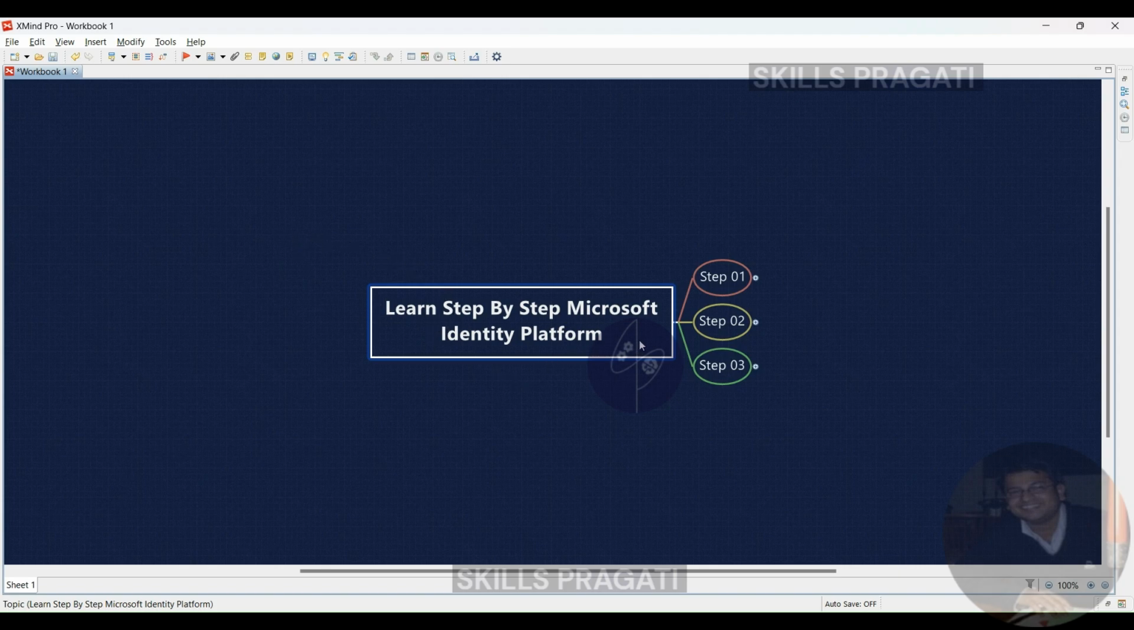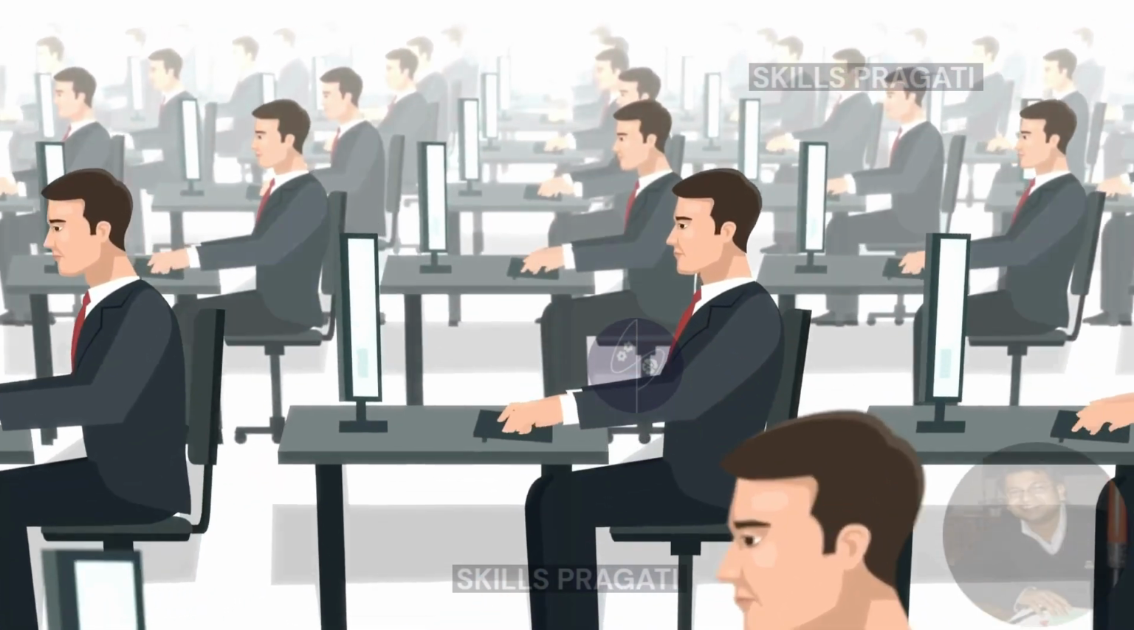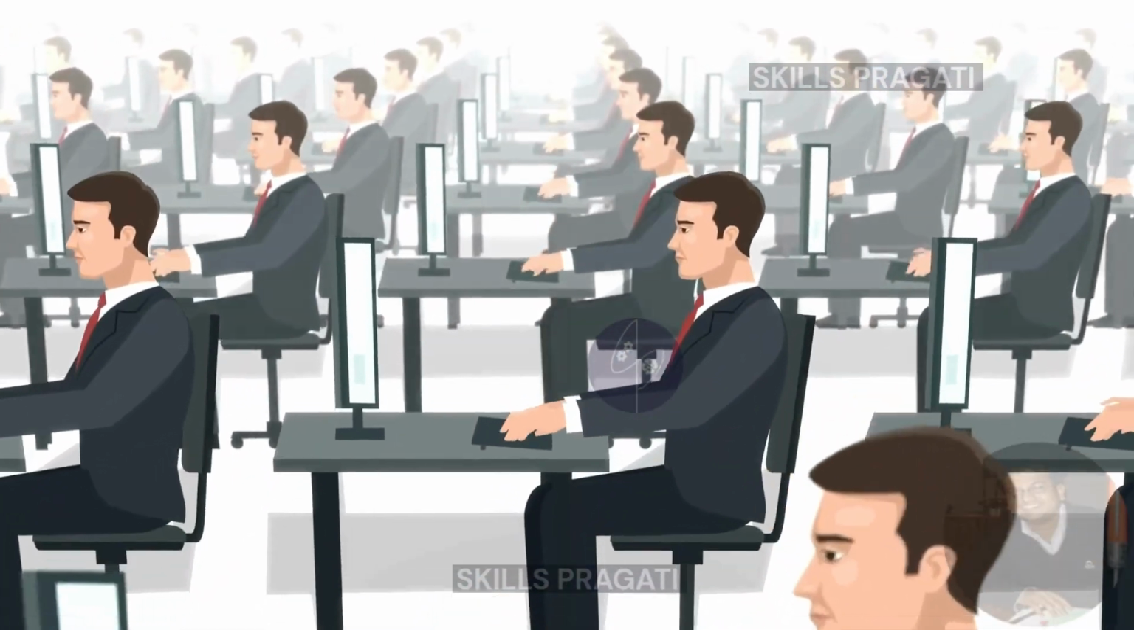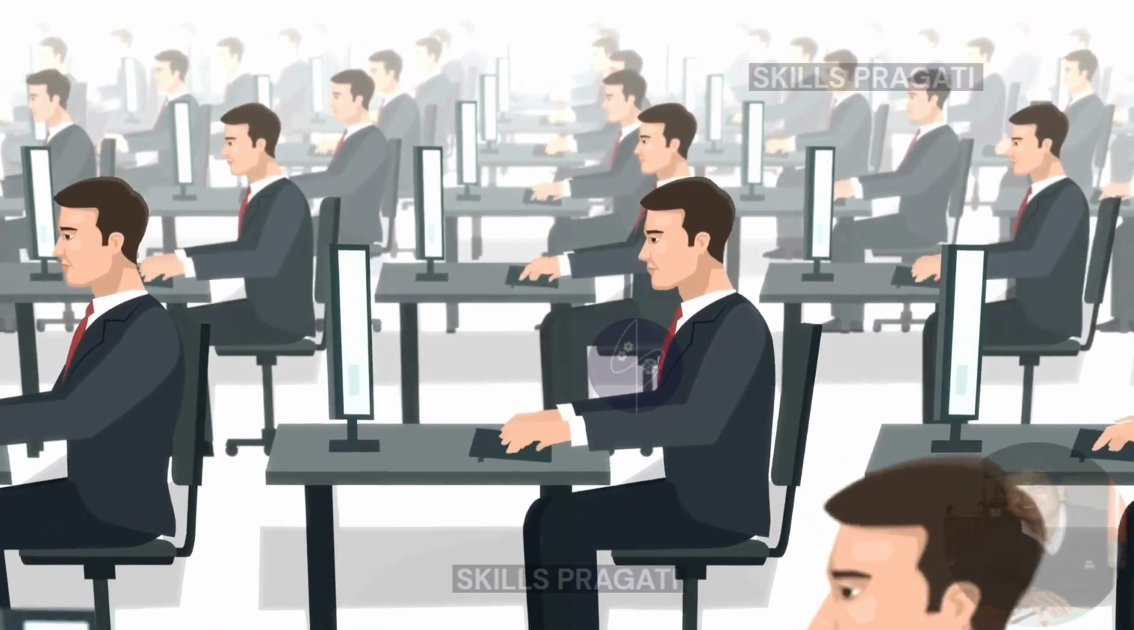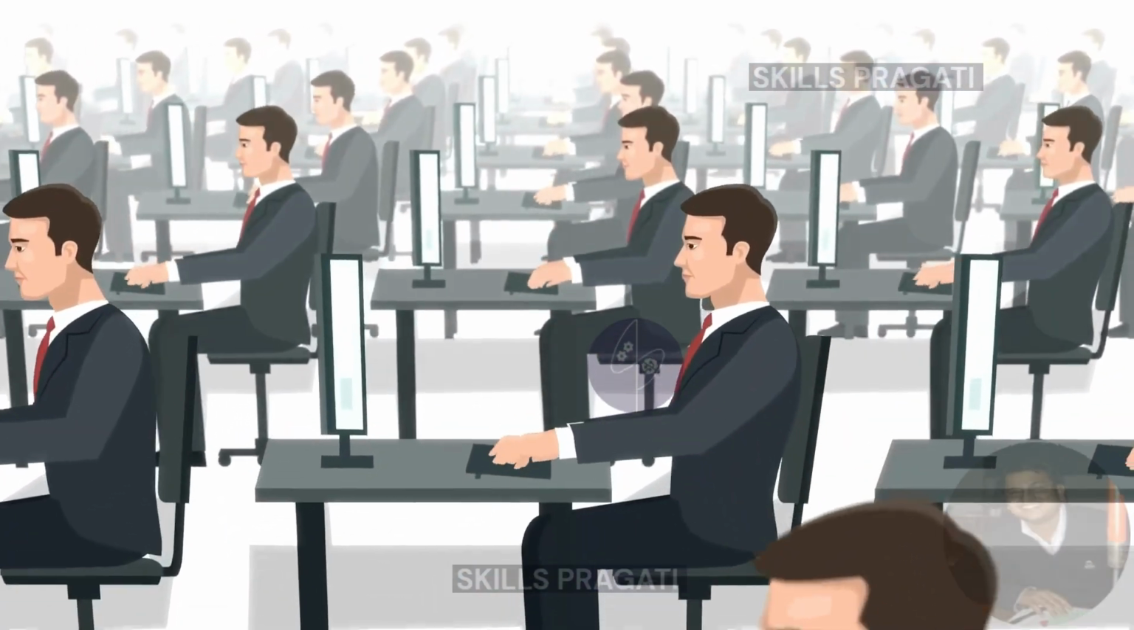Before we start looking deeper into the specifics, let's take a moment to understand why identity management matters. In an interconnected world where users access countless applications and services, managing identities effectively is essential for safeguarding sensitive information and ensuring seamless user experiences.